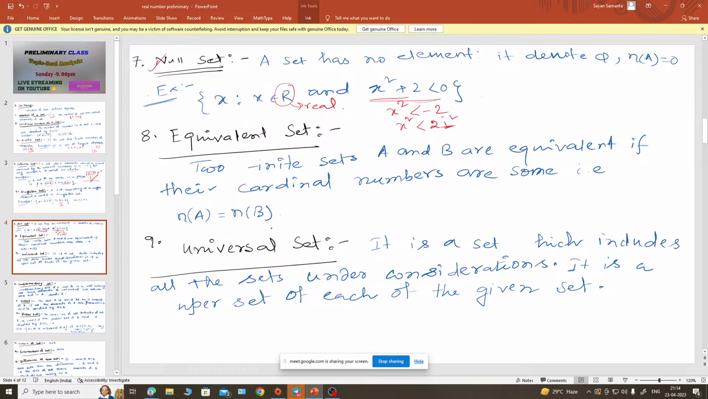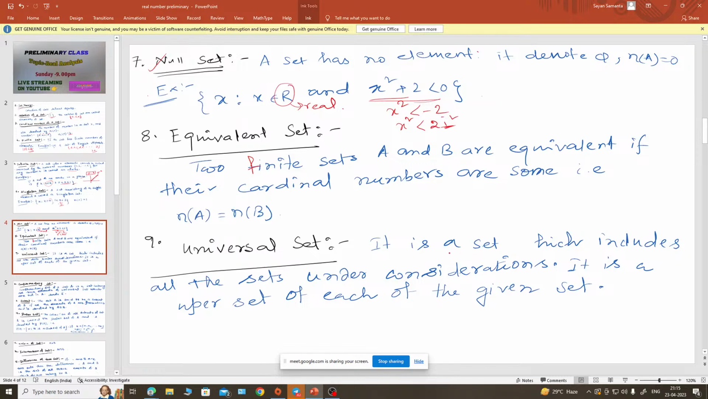Equivalent set. Two finite sets A and B are equivalent if their cardinal numbers are the same. That is, n of A equals n of B. Equivalent set: two finite sets A and B are equivalent if their cardinal numbers are the same, that is, n of A equals n of B. Now, universal set.